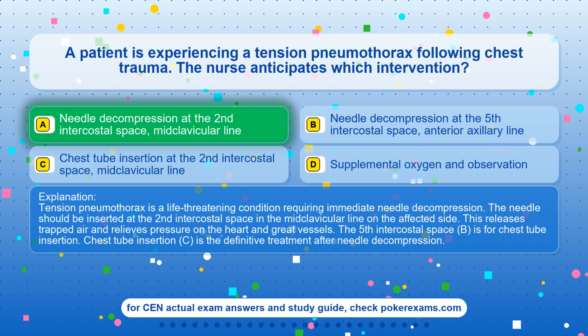Tension pneumothorax is a life-threatening condition requiring immediate needle decompression. The needle should be inserted at the second intercostal space in the midclavicular line on the affected side. This releases trapped air and relieves pressure on the heart and great vessels. The fifth intercostal space, B, is for chest tube insertion. Chest tube insertion, C, is the definitive treatment after needle decompression.